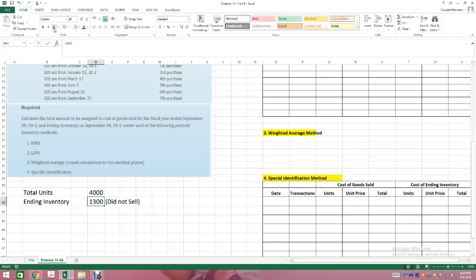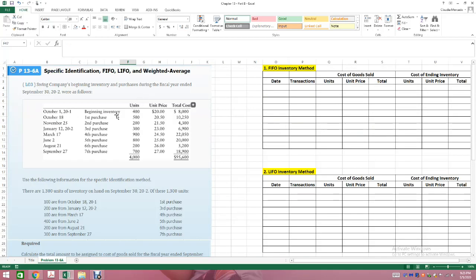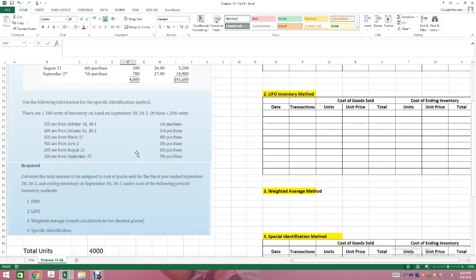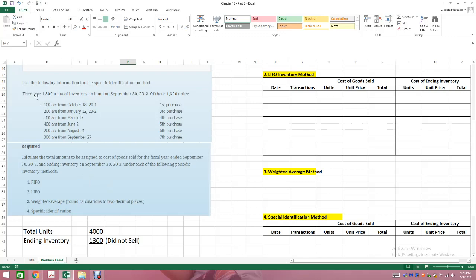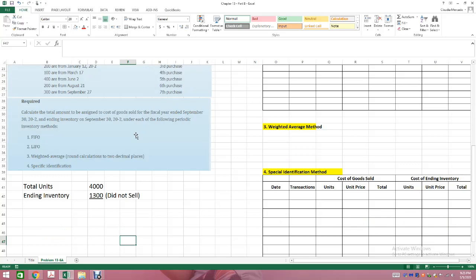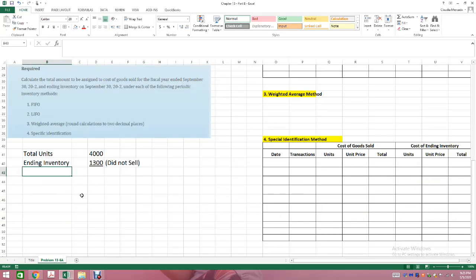So now you have to think, okay, I had 4,000 units, and we're getting this from up here. These are all of your purchases. You purchased 4,000 units. That was your starting point. You know that you have 1,300 left because they tell you here there's 1,300 units in your inventory on hand at the end of the year. Okay, so how many did you sell? Units sold. Well, I had 4,000 and I have 1,300 remaining, so you subtract. So that means that you sold 2,700 units.